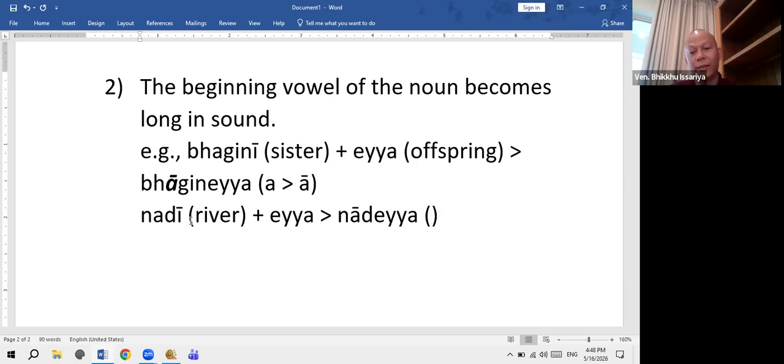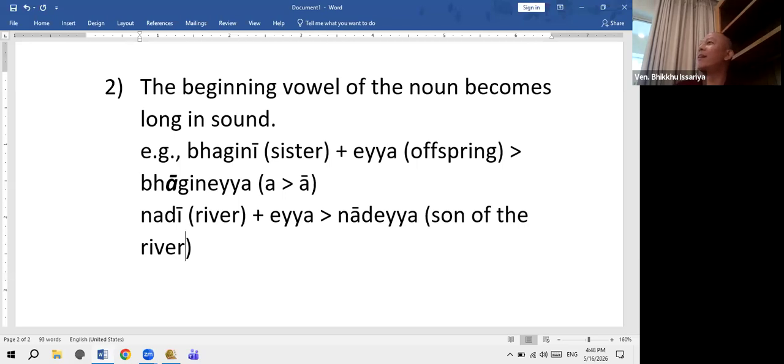So generally the meaning is son of the river. But sometimes a person's name can also be called Nadeyya in Pali. The son of the river is like a small river, like a small branch. In this case, it is just the name of a person.